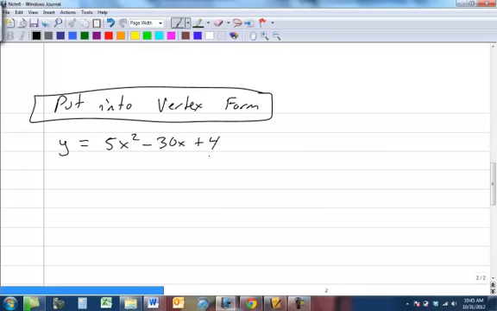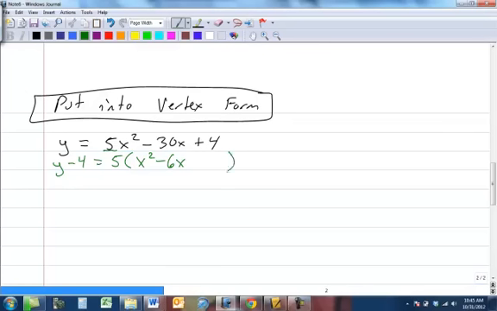Step 1, get rid of that constant. y minus 4 equals, now here's the thing, as you start getting better at this, you'll know that, all right, so I got rid of the constant. Let's factor off the leading coefficient at the same time. So it's going to be 5 times the quantity of x squared minus 6x, leave a space.